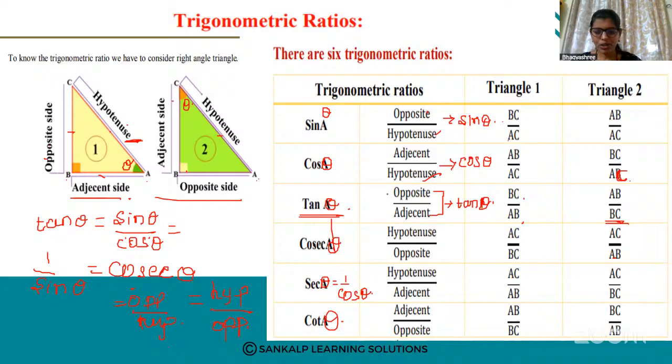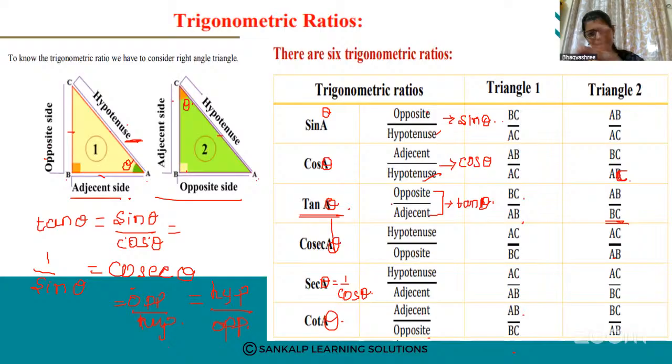Okay, hypotenuse divided by adjacent is equal to cos theta, right? AC divided by AB. Here AC divided by BC is cot theta, cotangent theta. Tangent theta is tan theta. Cotangent theta is cot theta. Okay. So tan theta, reverse it. Adjacent divided by opposite. Right? Adjacent divided by opposite. AB divided by BC. Here also BC divided by AB.